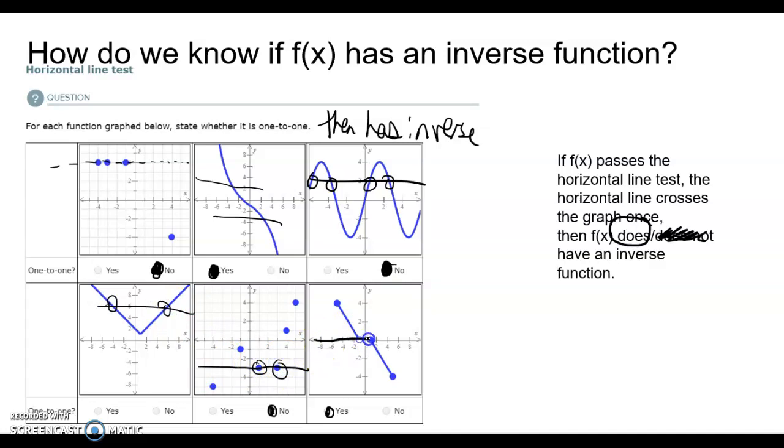Okay, so hopefully you got something like this. We can talk about this line like we talked about last skill. When something is open, that means there's not a value there. So we only have one value at this point. So yes, it would have an inverse because it's 1-to-1.